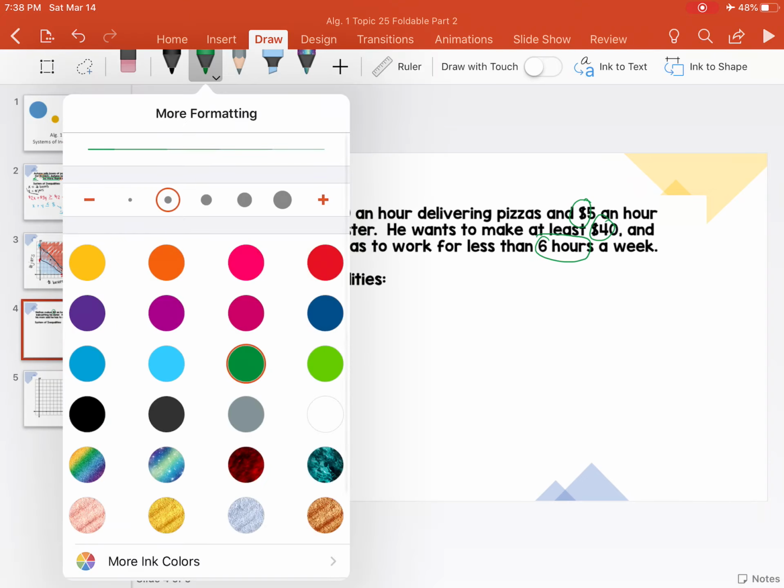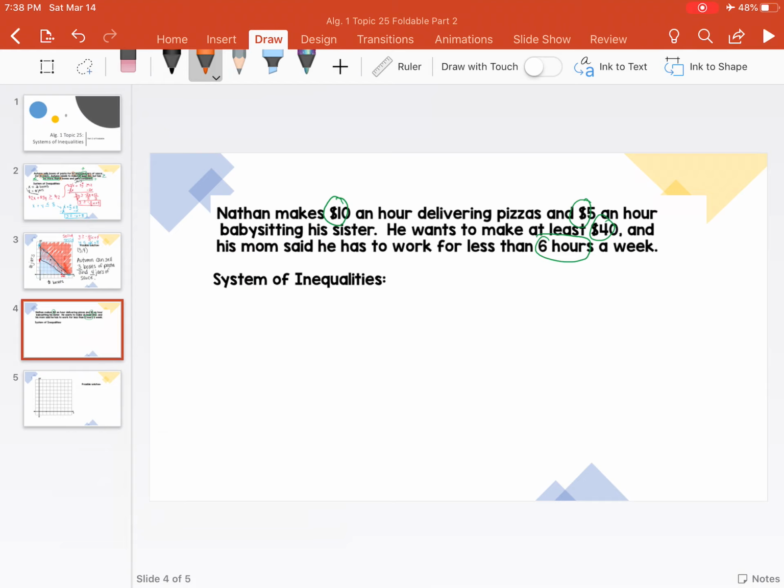And let's go into boxing some important words since we don't have a question that's explicit right here. So we're dealing with delivering pizzas, and we're also dealing with babysitting. So those are probably our two variables. Now he wants to make at least $40, and his mom says he has to work for less than 6 hours a week. Oh, also note how we have an "and" here. That's going to be a plus. So that's going to be helpful when writing our inequality that we know to use addition.